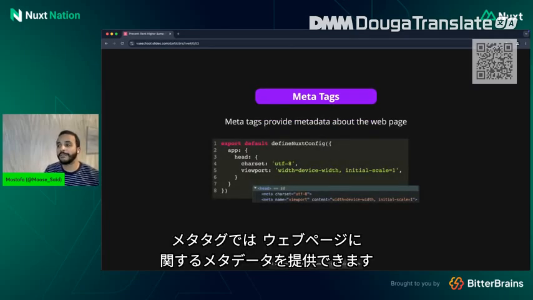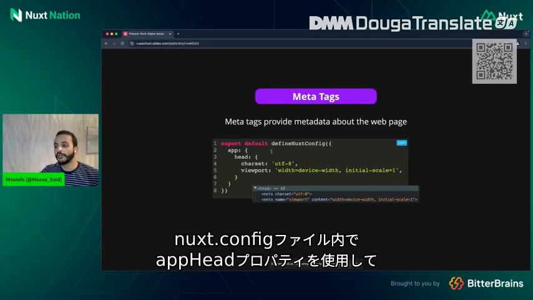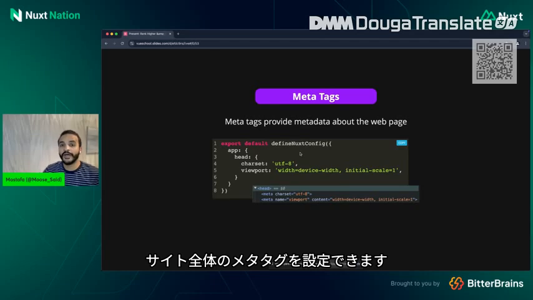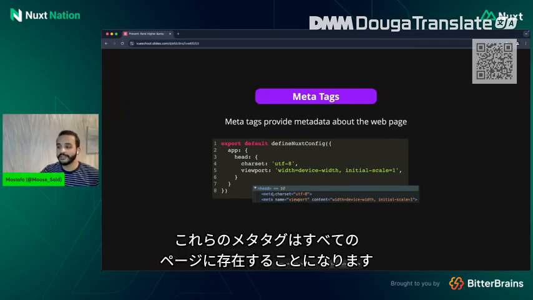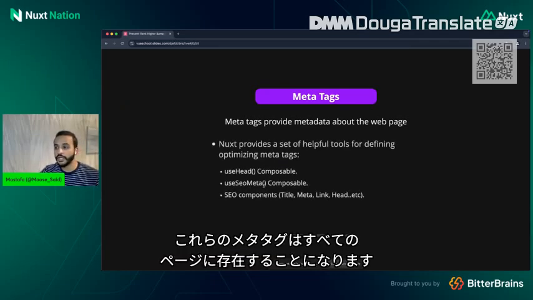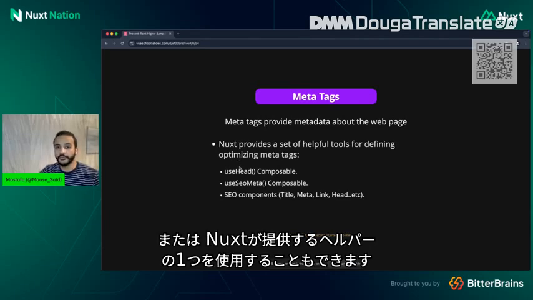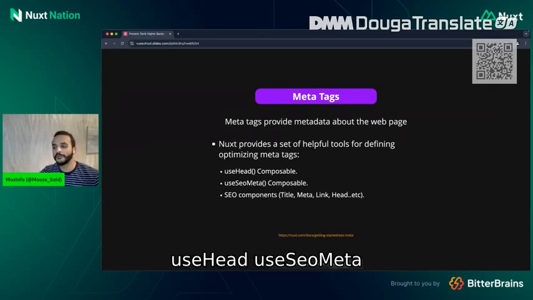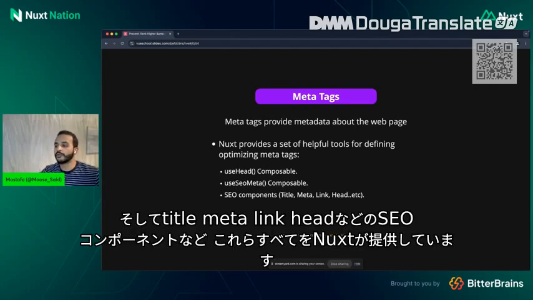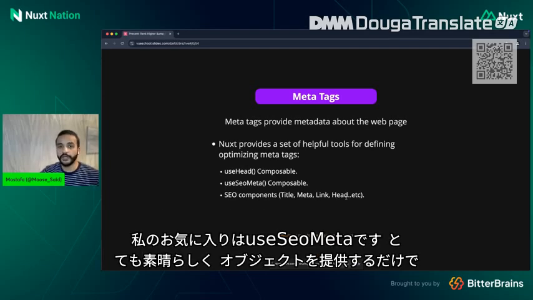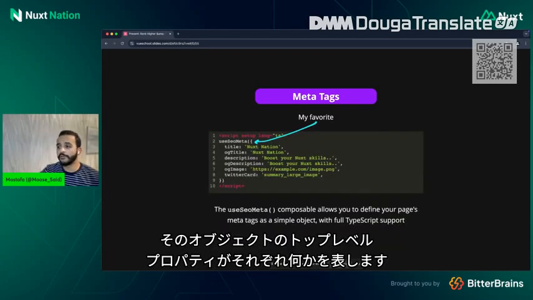The second thing is meta tags. With meta tags, you can provide metadata about the web page. So you can use the app head properties inside the Nuxt config file to provide site-wide meta tags. Those meta tags are going to be present in every single page. Or you can use one of the helpers or the helping hand that Nuxt provides, like the useHead composable, useSeoMeta, and SEO components like Title, Meta, Link, Head, all of these things that Nuxt provides for you for easy access. My favorite one is useSeoMeta. It is so cool.